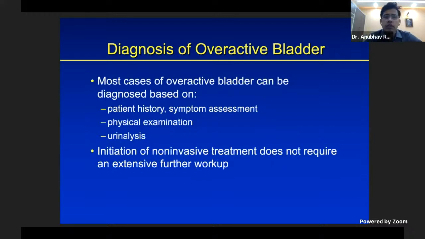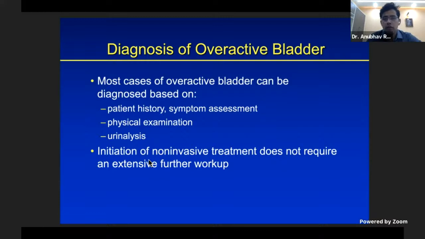Most cases of overactive bladder can be diagnosed based on patient history, symptom assessment, physical examination, and urine analysis. That is, you just give a small quantity of urine for examination, infections are ruled out, and if your history and your symptoms are corroborating with overactive bladder, then your treatment can be started. So initiation of non-invasive treatment does not require an extensive further workup. A single visit to your urologist can be helpful, and does not even involve multiple visits.